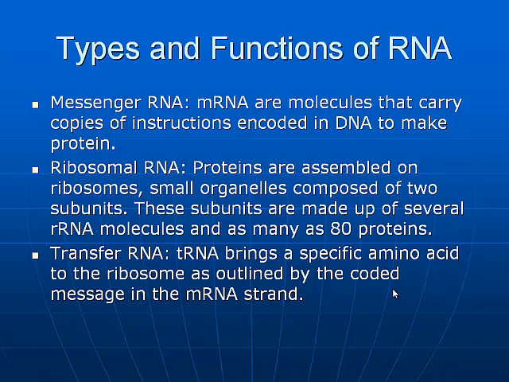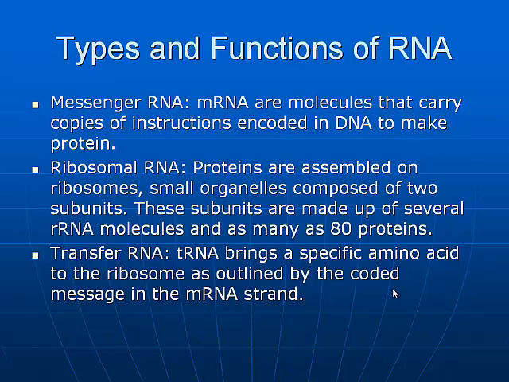There are 3 essential types of RNA, and in this list I have the types and the functions of these RNAs. The first is messenger RNA, or mRNA. These are molecules that carry copies of instructions encoded in DNA to make protein. What this means is that the mRNA is the actual copy of the DNA portion coding for a gene. So you have the DNA, and the mRNA is a specific copy of that DNA which will code for a polypeptide.